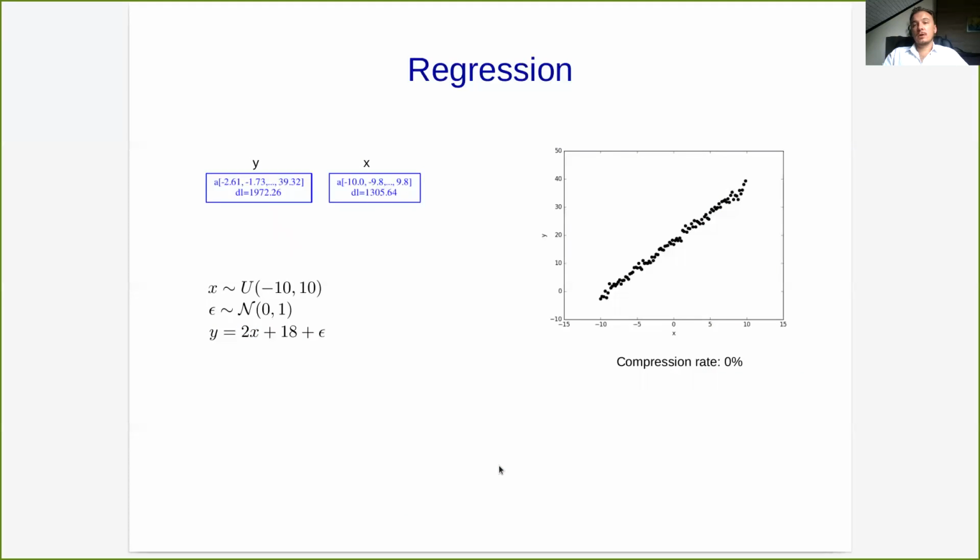So let's look at regression, for example. Now, in this example, there are two arrays, the X array and Y array. Y is given by 2x plus 18 plus epsilon. Essentially, X is uniformly distributed between -10 and +10, and epsilon is an independent error term. And what he has here is simply a data set. So he doesn't know anything about dependent or independent variables. He just tries to compress it.